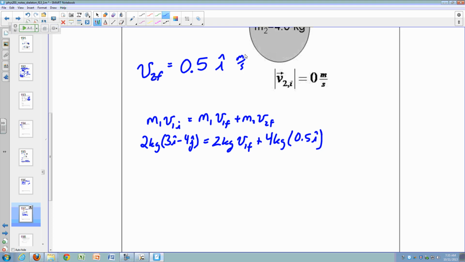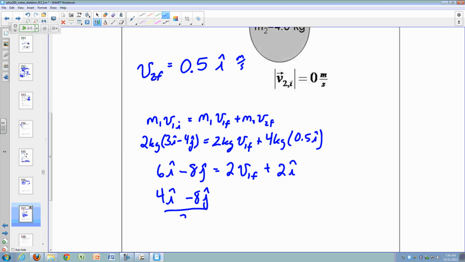Let me just work this out. So 2 times 3 is 6I minus 8J equals 2V1F plus 2I. And then I bring the 2I over, so this is 4I minus 8J divided by 2 equals V1F. And so that's going to be 2I minus 4J. Is that what y'all said? Equals V1F. Alright, so that's the right answer.